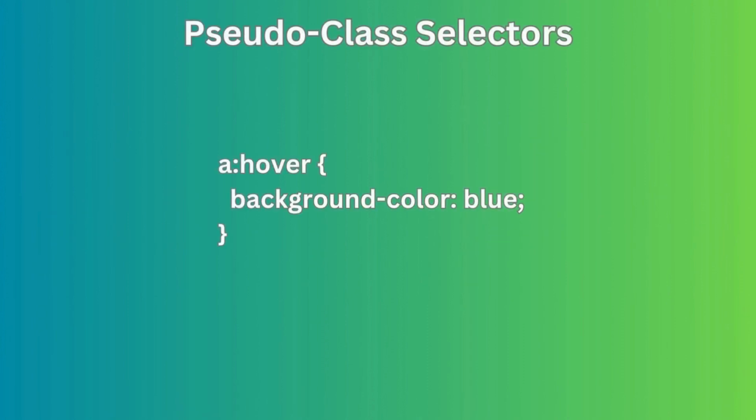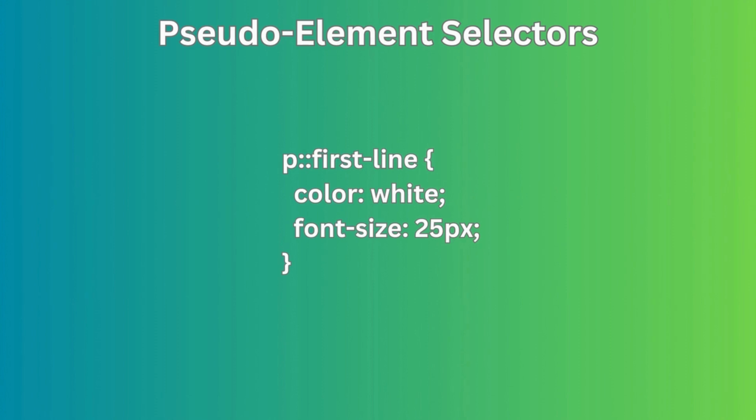Pseudo-class selectors select elements based on a certain state. This selector here selects all div elements when we hover over them with the mouse and sets their background color to blue. There are also pseudo-element selectors which select and style a part of an element. The first line pseudo-element is used to add a special style to the first line of a text. The following example formats the first line of the text in all paragraph elements.